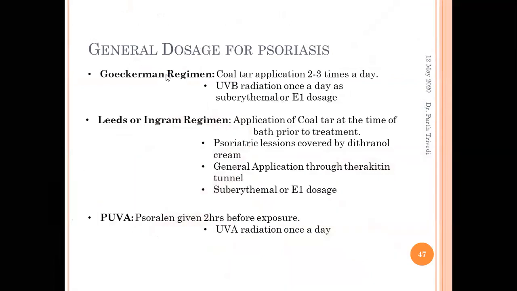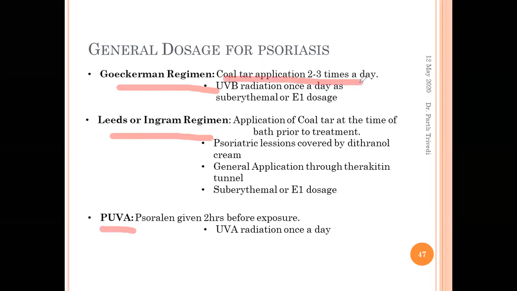There are basically three types of UVR treatment for psoriasis. First one is the Goeckerman regimen, second one is the Leeds or Ingram regimen, and third one is PUVA. This is a very important theory question and practical question. In the Goeckerman regimen, what do we do? Coal tar application 2 to 3 times a day. UVB radiation and suberythemal or E1 dosage is given.